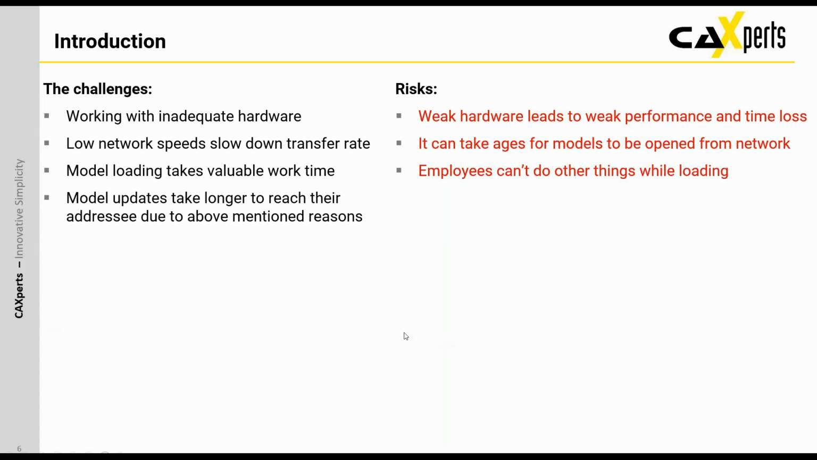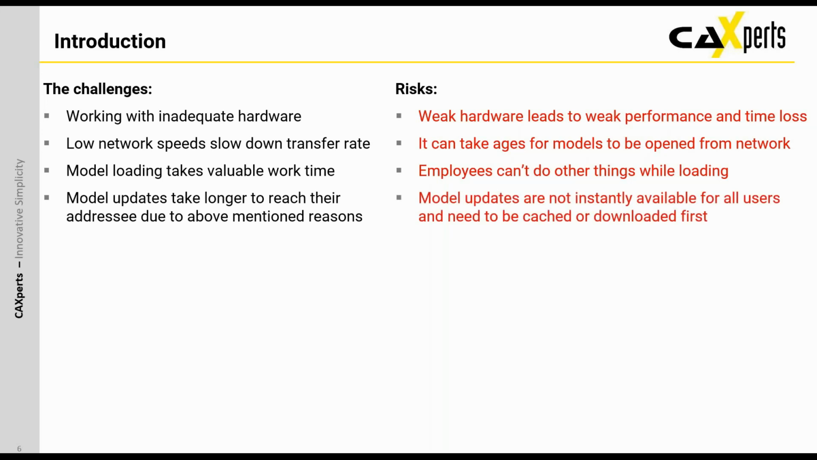And last but not least, model updates take longer to reach the addressee due to the above mentioned reasons. So if I'm working with a locally cached encrypted or locally downloaded encrypted model, the first step we take here is notifying the user, hey, there's actually an updated model available. But still, there's the time that you need to actually download or cache these. So model updates are not instantly available for all users and need to be cached or downloaded first.